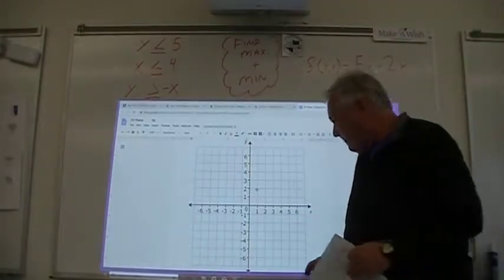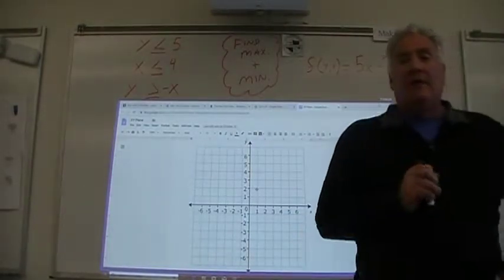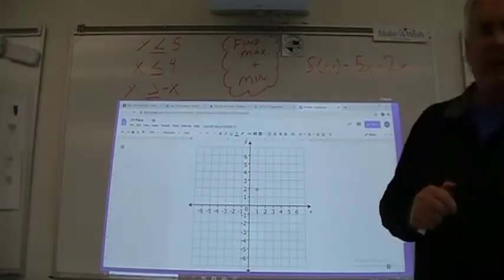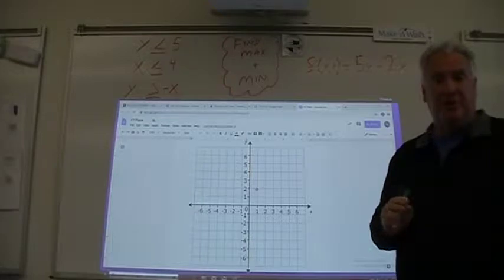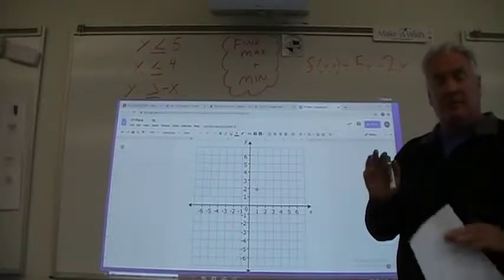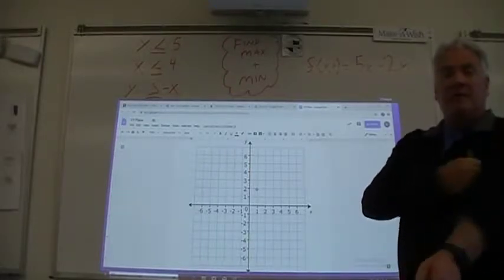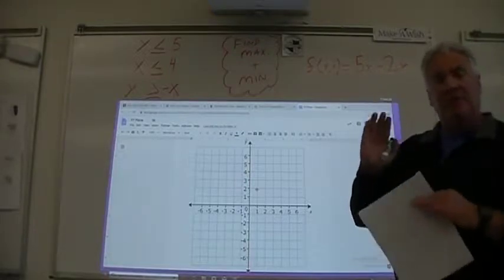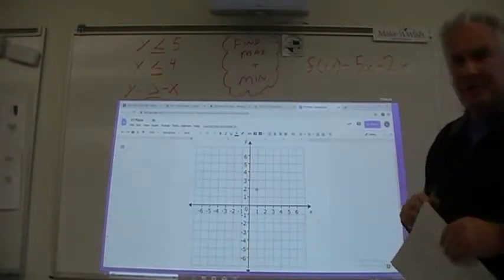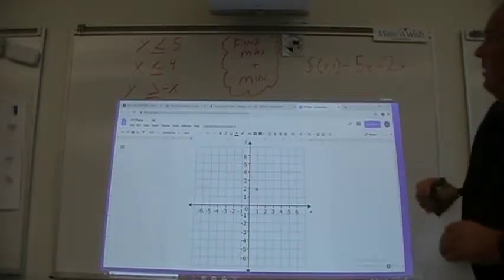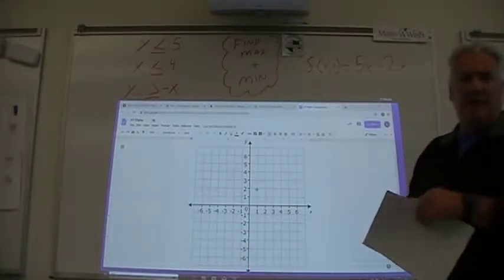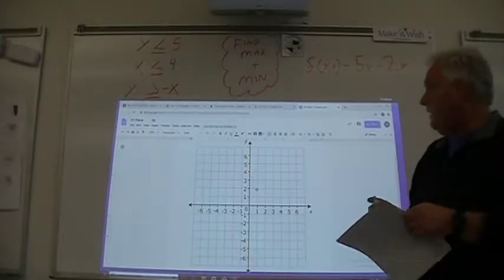Hi there. For the beginning part of this unit, we did systems of equations to find a point that two lines share. Then we did systems of inequalities where we shaded multiple lines. We graphed two and then did shadings. We are now going to do what's called optimization, or linear programming.